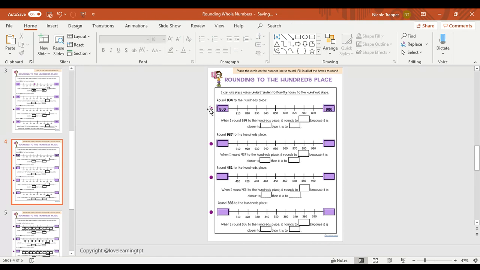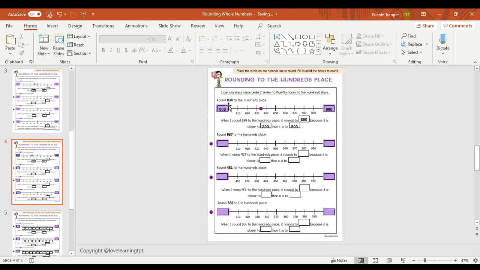Next, I'm going to put my purple dot on the number line, which shows 834. So I'm going to move this over to right next to 830, kind of halfway between because it's 34, so I'm going to place it around there. Next, because it's to the left of the midway point, which is 850, I'm going to round this down to 800 as well. So in the sentence, I'm going to write, when I round 834 to the 100 place, it rounds to 800 because it is closer to 800 than it is to 900.